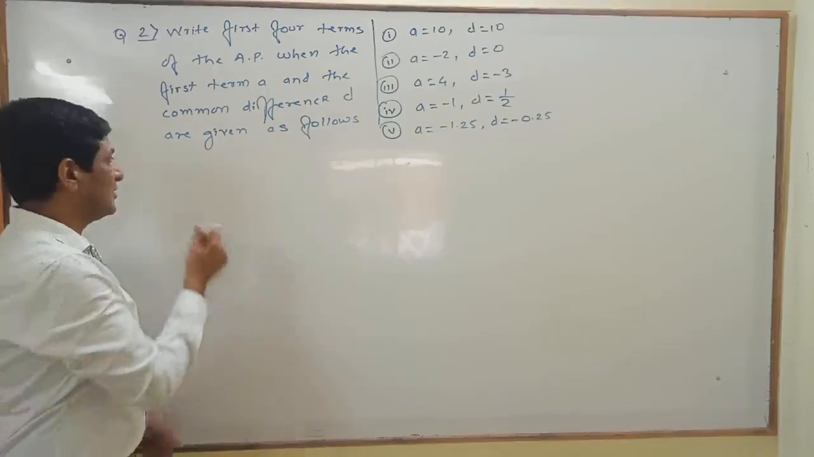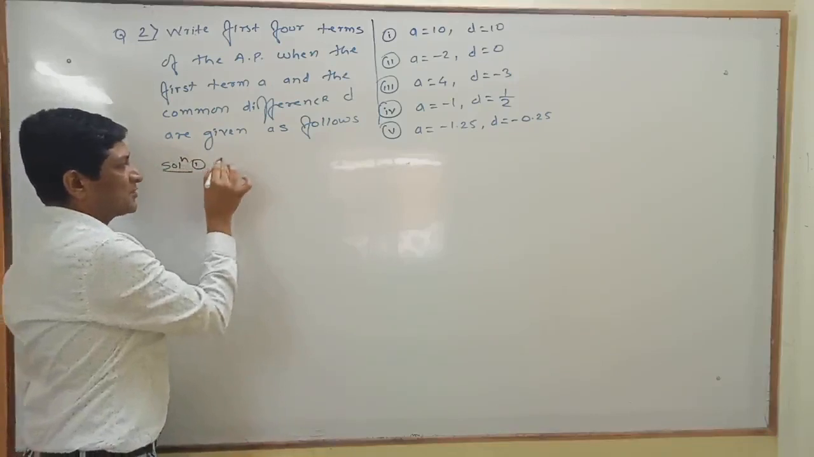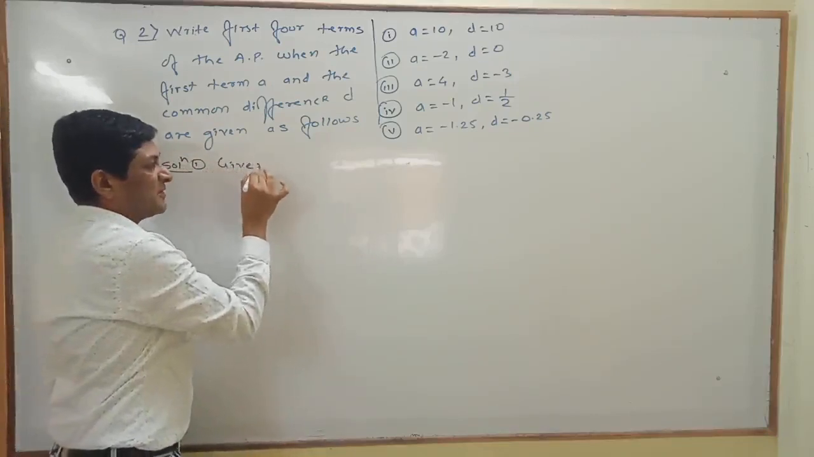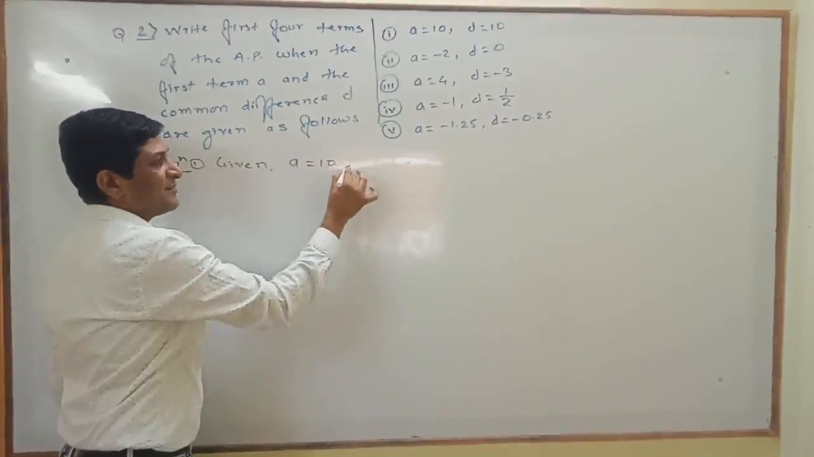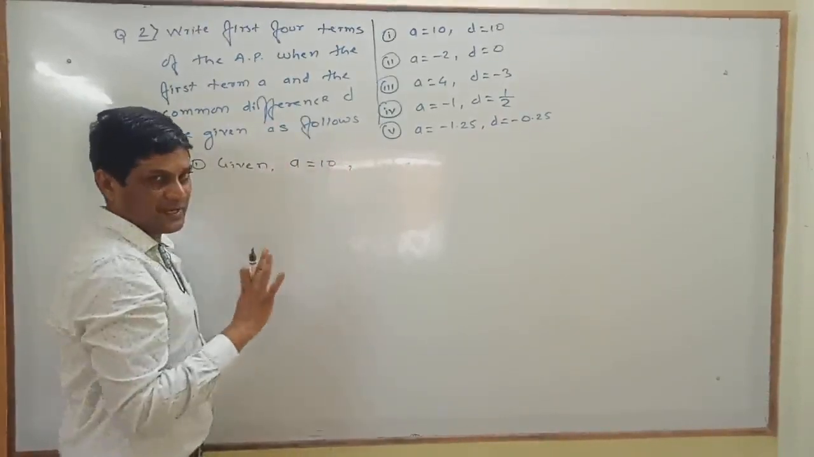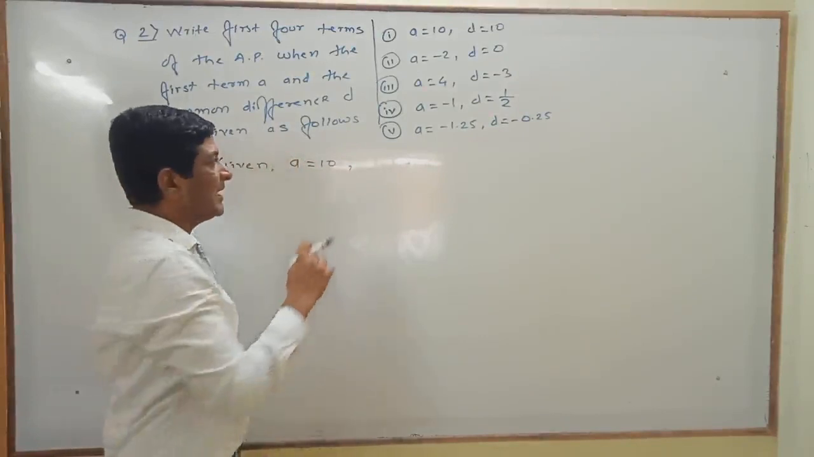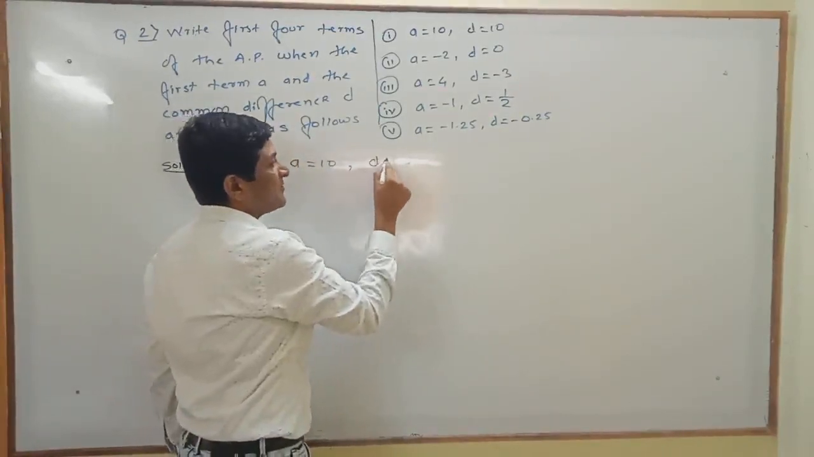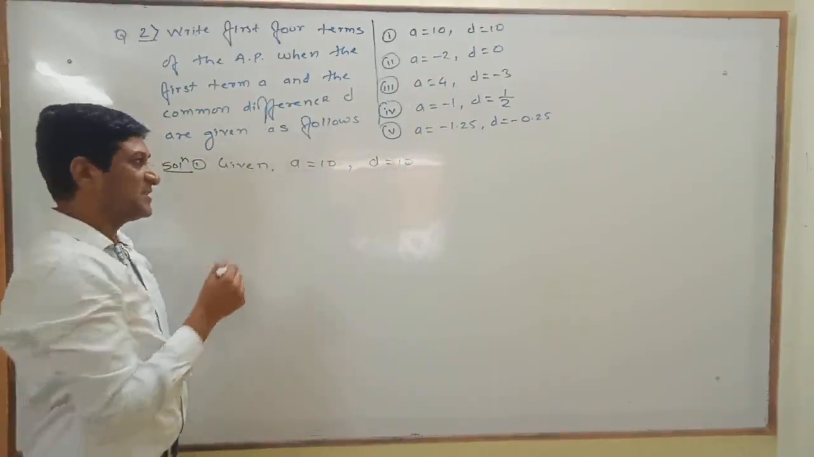So let us try to solve the first example. So solution of the first example. What is the given condition? First term is given, a is equal to 10. First term is denoted by a or by a1. And common difference d is also given to us, 10. So these are the given conditions in the first example.